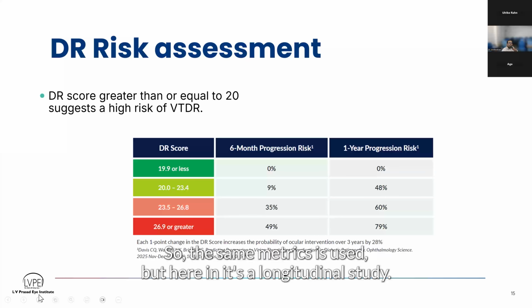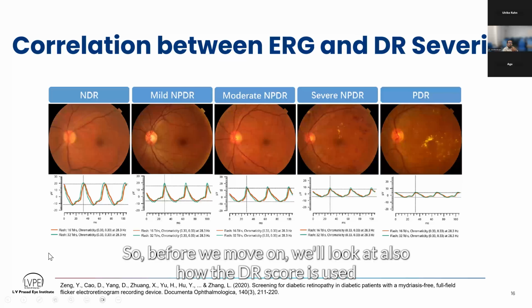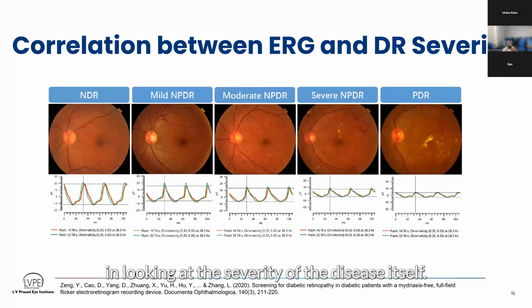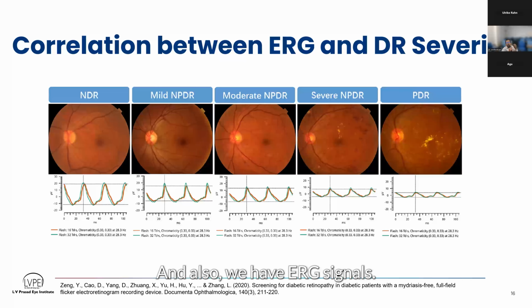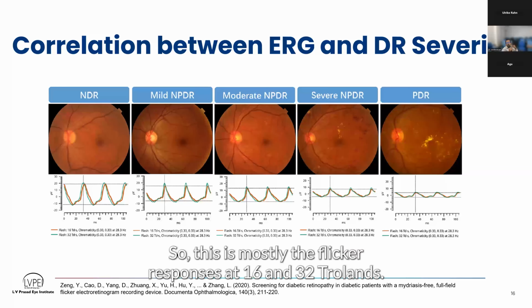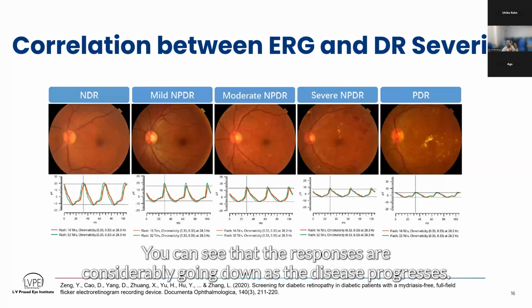The same metrics are used, but here it's a longitudinal study. Before we move on, we'll also look at how the DR score is used in looking at the severity of the disease itself. We know that using the fundus signs, we can tell whether it is mild, moderate, severe, or PDR. And we also have ERG signals, mostly the flicker responses at 16 and 32 Troland. You can see that the responses are considerably going down as the disease progresses.